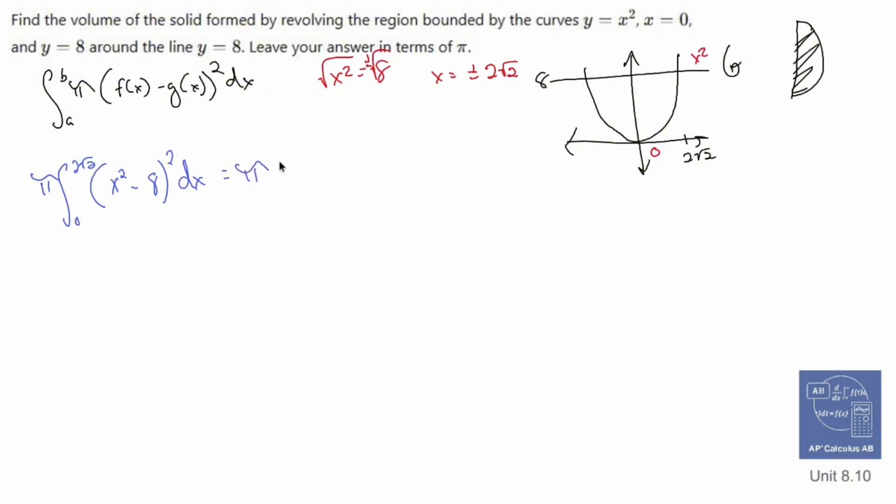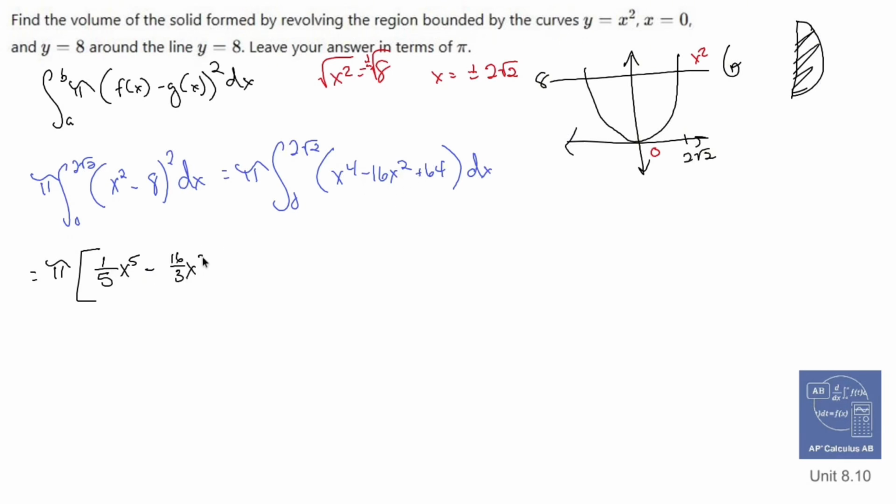That becomes pi from 0 to 2 root 2. That is a perfect square trinomial, so that becomes x to the 4th minus 16x squared plus 64 dx. Now we're free to integrate. Pi still lives out front. The integral of x to the 4th is 1/5 x to the 5th. The integral of negative 16x squared is negative 16 over 3 x cubed. That's going to be a pain. And the integral of 64 is 64x. Your limits are still 0 and 2 root 2.